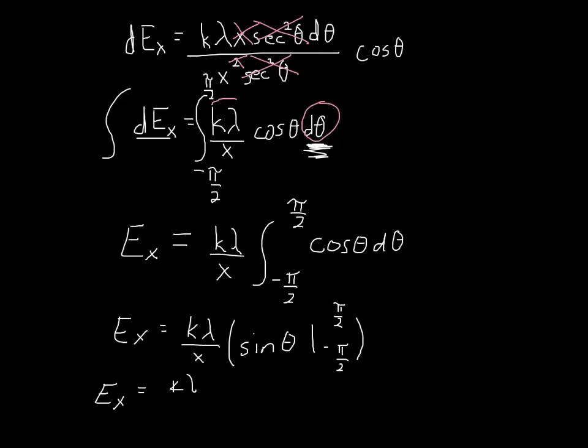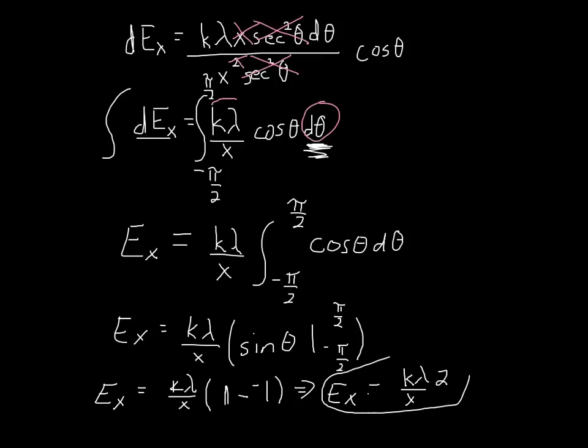k times lambda divided by x times 1, because sine of pi over 2 is 1, minus a negative 1, because sine of negative pi over 2 is negative 1. So 1 minus negative 1 gives me a 2. So E sub x is equal to k times lambda over x times 2. And this turns into my final answer.